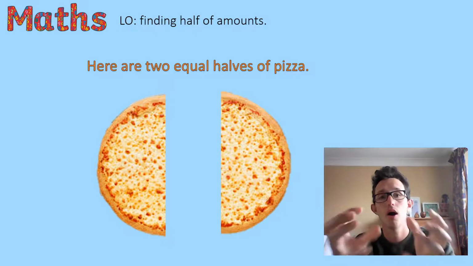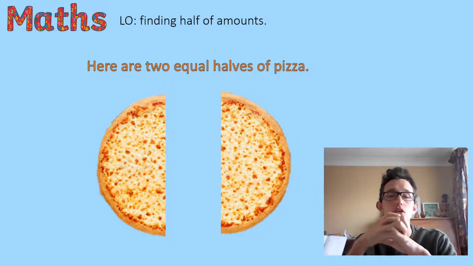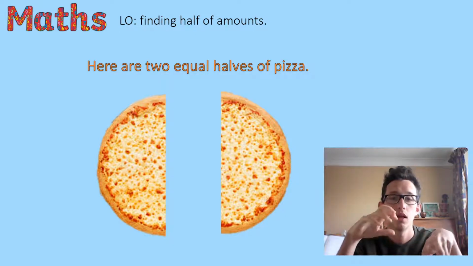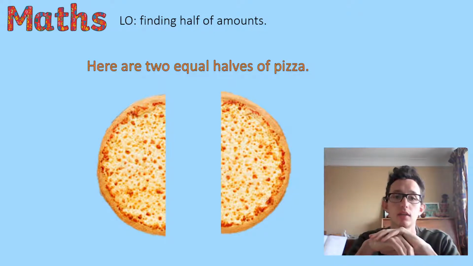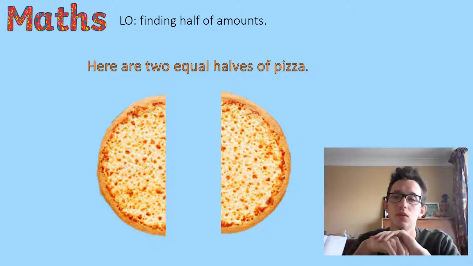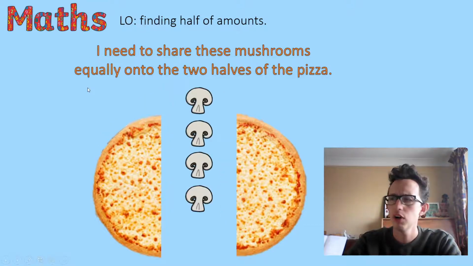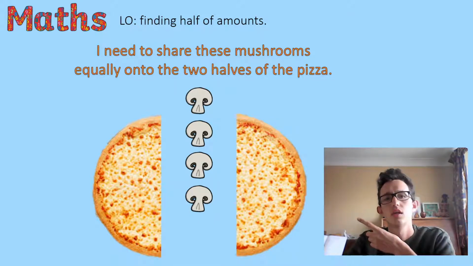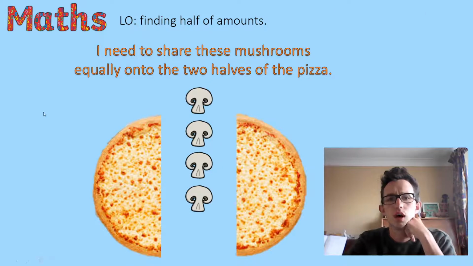We've looked at the part-part whole model before, and what we're going to be doing is using that to help us share some of those toppings between the two halves into equal groups. So first, I need to share these mushrooms here, equally onto the two halves of the pizza. So there's one half, there's the other half, to make the whole pizza.